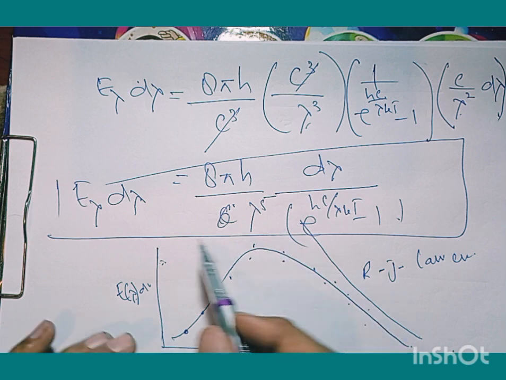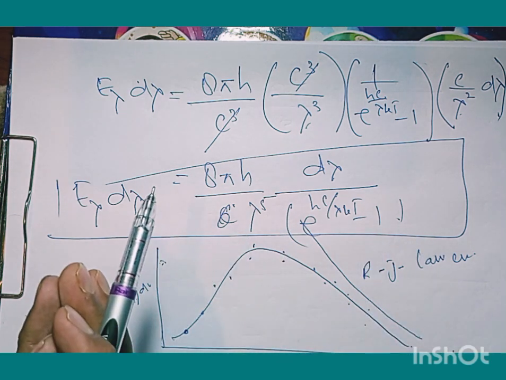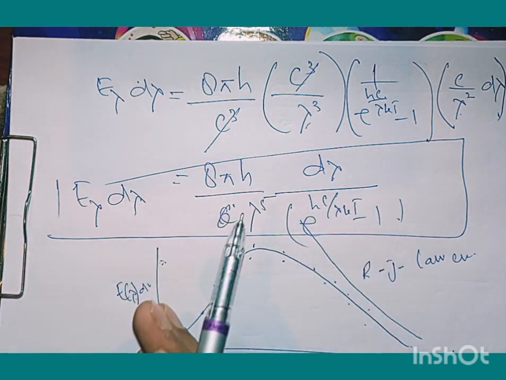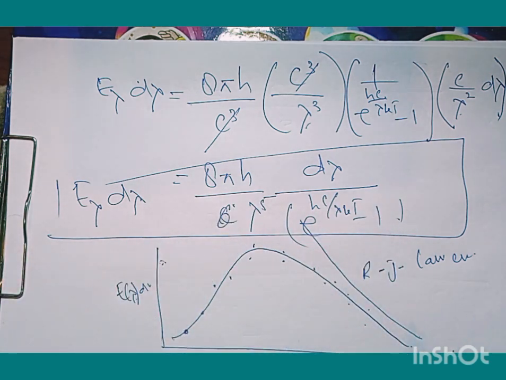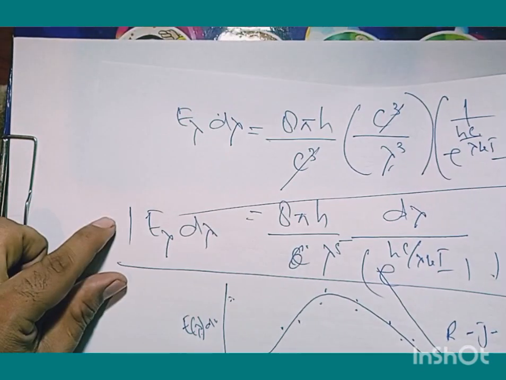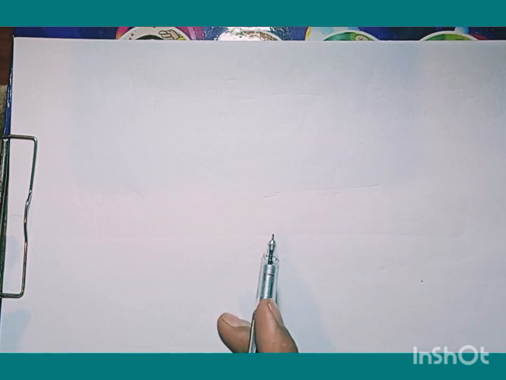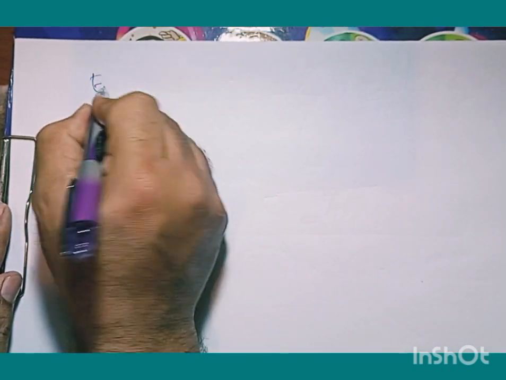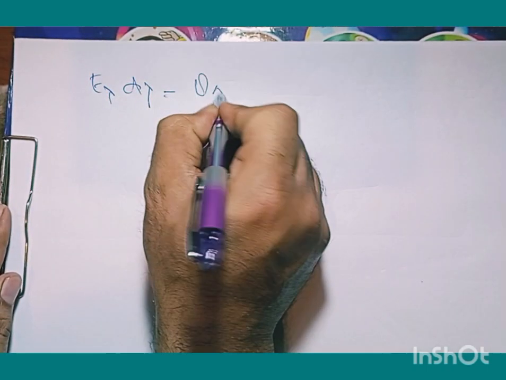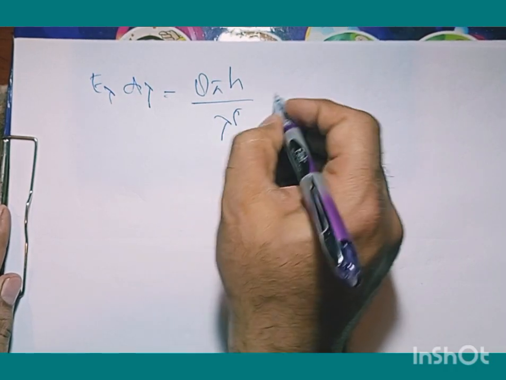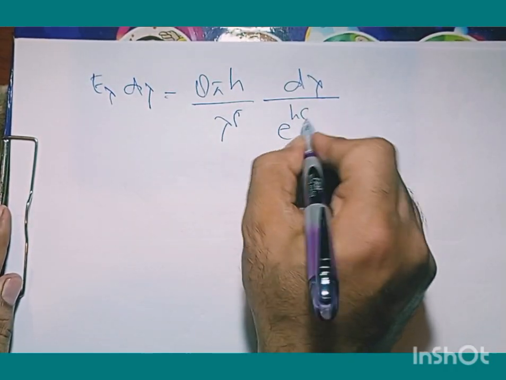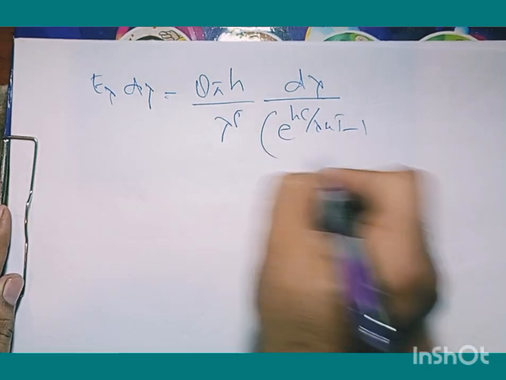We can boil down Planck's blackbody radiation law under certain mathematical limits, where we can achieve the results that were predicted by the classical predictions. Suppose I move from here, so this is my Planck's blackbody radiation law, and I can write this again. This is E lambda d lambda is 8 pi h c by lambda raised to the power 5 d lambda by e to the power of hc by lambda kT minus 1.